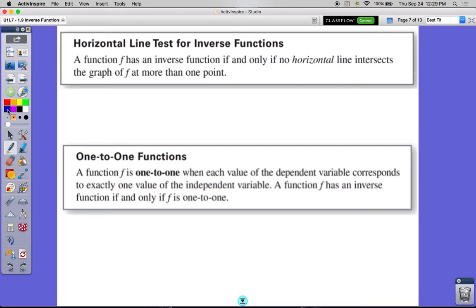A function f has an inverse if no horizontal lines intersect the graph more than once. Because remember, when we find the inverse, we switch x's and y's. So now if the graph, when I switch x's and y's, becomes right side up, it might hit the graph more than once when I do the vertical line test. But I can do that ahead of time and do the horizontal line test, and I find out, hey, is there even an inverse to this thing? It can only have an inverse if no horizontal line intersects the graph at more than one point.